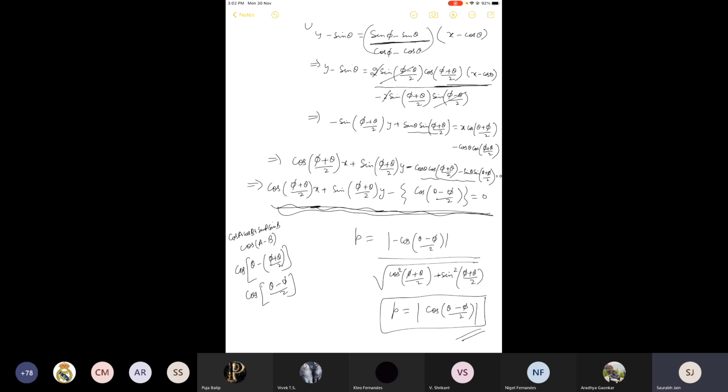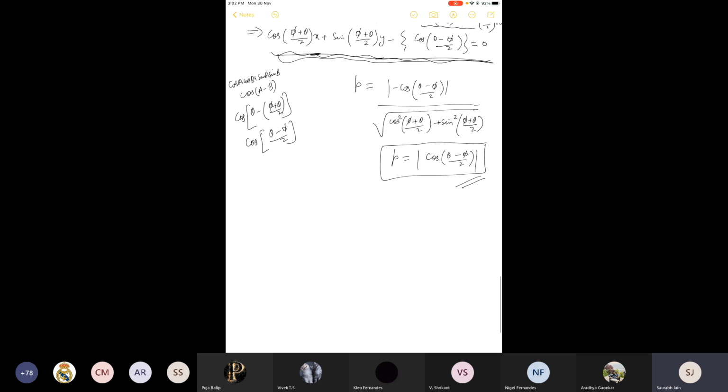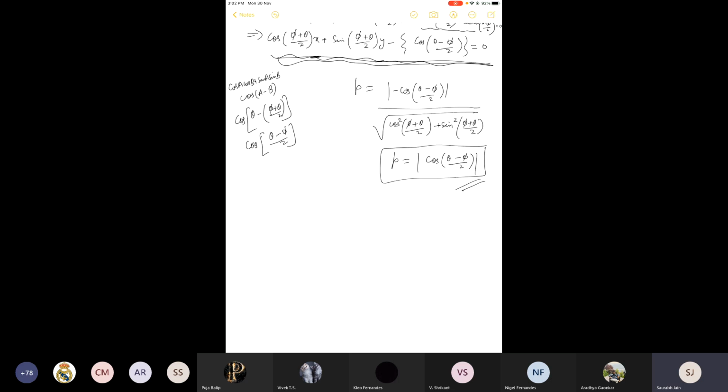Then we have two questions, 10th and 11th. Okay. So I'm solving question number 11 first. Question is, we have to find the equation of lines through the point (3, 2) making angle 45 degree with this line. Making angle of 45 degree with the line.